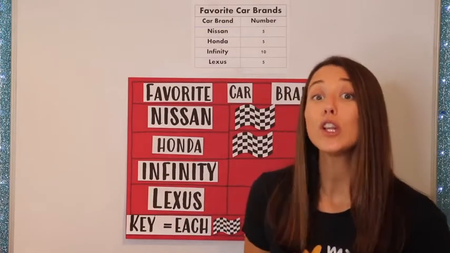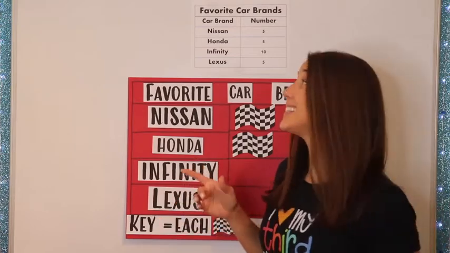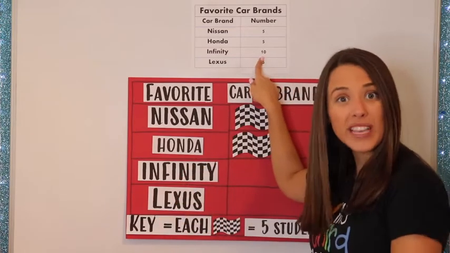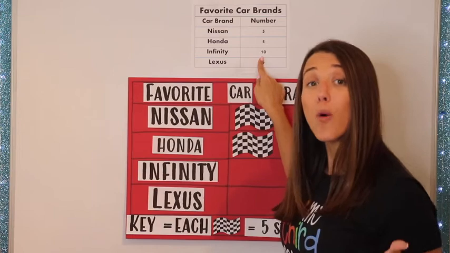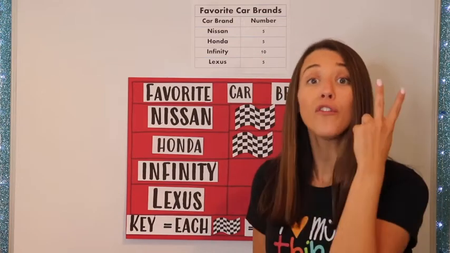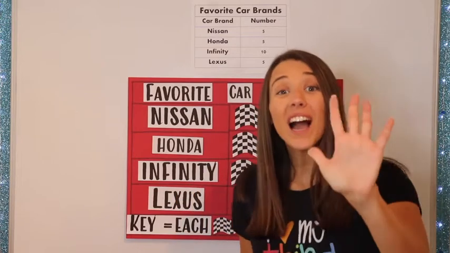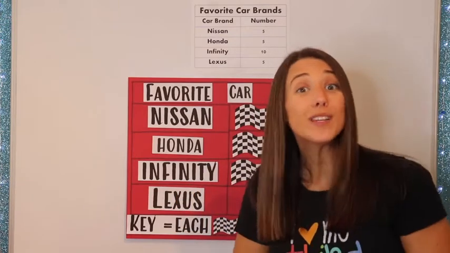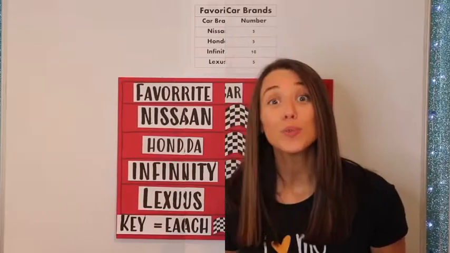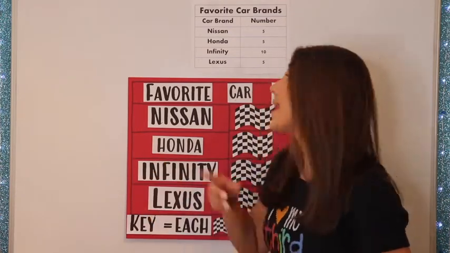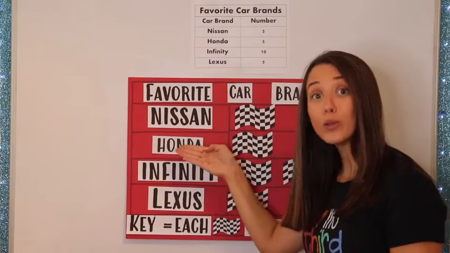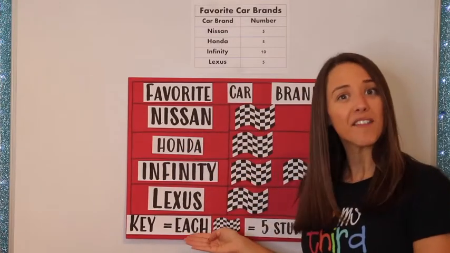When we look at the car brand Infiniti, I could see 10 students chose it as their favorite car brand. That means we need to put 2 flags. All right, Superstars, and last but not least, Lexus. 5 students chose Lexus, so that means we just need 1 flag. Wow, Superstars, you did an amazing job. Before we see my surprise for today, let's make sure we have all of the elements of my picture graph. We have my title, we have my rows, we have my pictures, and we have my key.